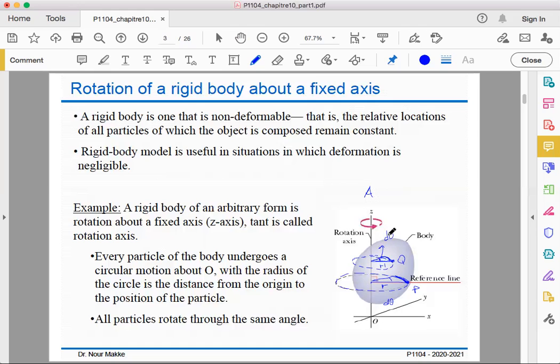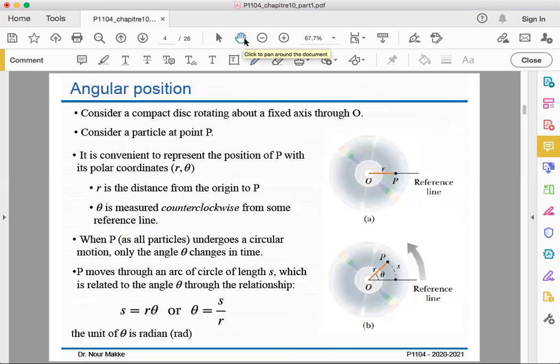Now the point is that all particles of this body will rotate through the same angle d theta if the object rotates through the angle d theta about the z-axis. Now let's move on, and let's define the position, the acceleration, and the velocity in the case of a rotational motion. So for this task, let's consider a compact disk that is rotating about the fixed axis through O.